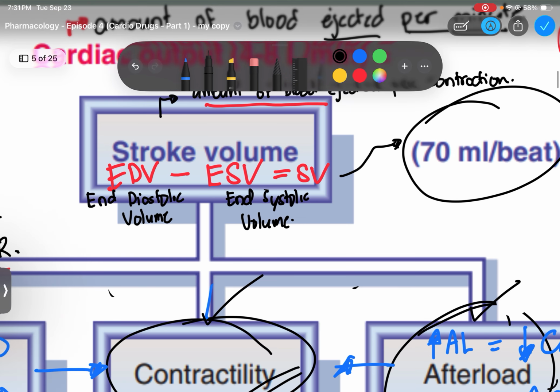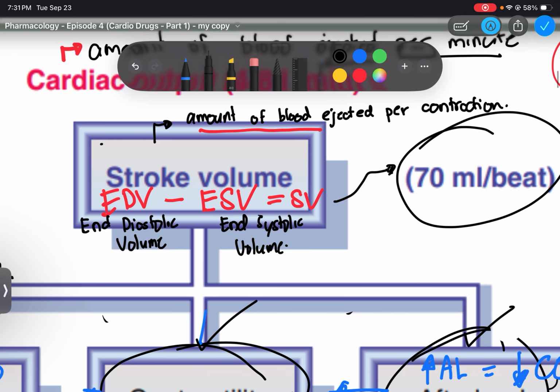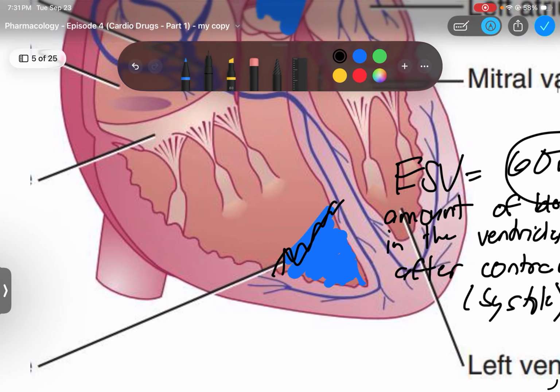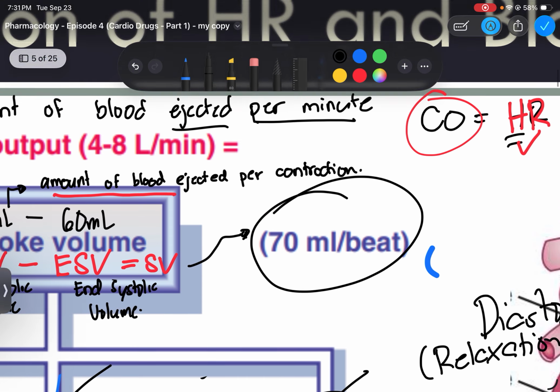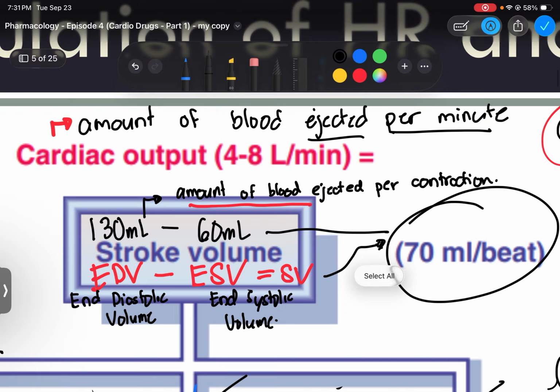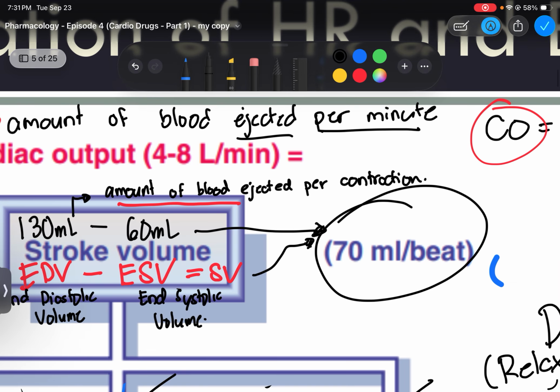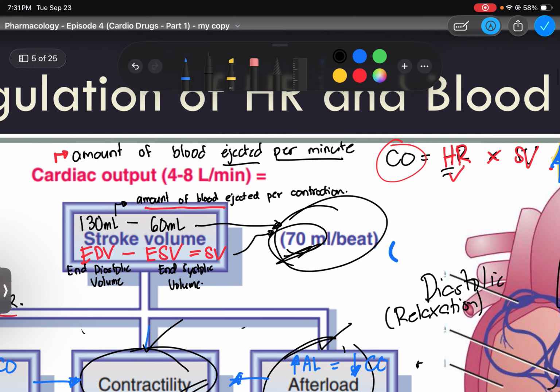And if we look here, our normal EDV is 130 ml, minus the normal ESV, which is around 60 ml. So if we subtract that, we get 70 ml. 70 ml is the normal stroke volume. So every time your heart contracts, 70 ml of blood is being ejected by the heart.